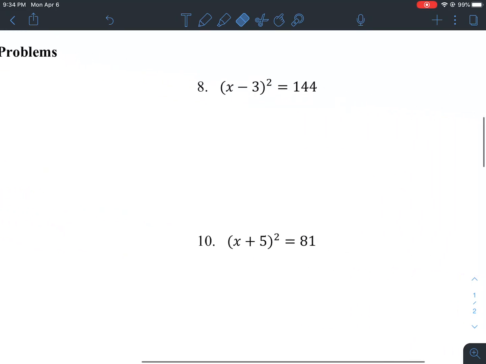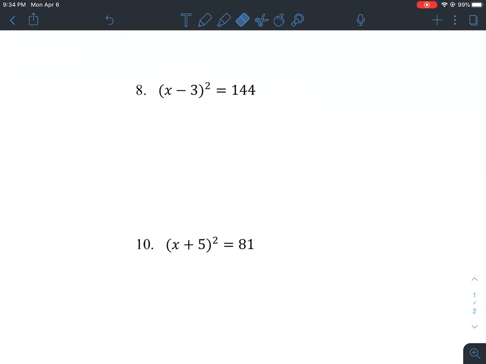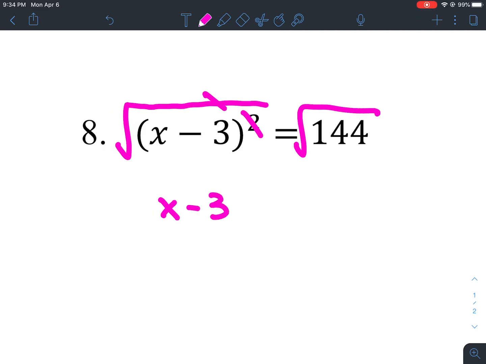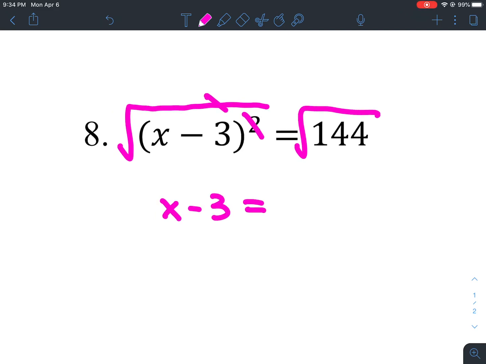Let's take a look at one more. X minus 3 squared equals 144. So again, we'll take the square root of both sides. This will cancel out the square on the left, and we're just left with the x minus 3. The square root of 144 is plus or minus 12.